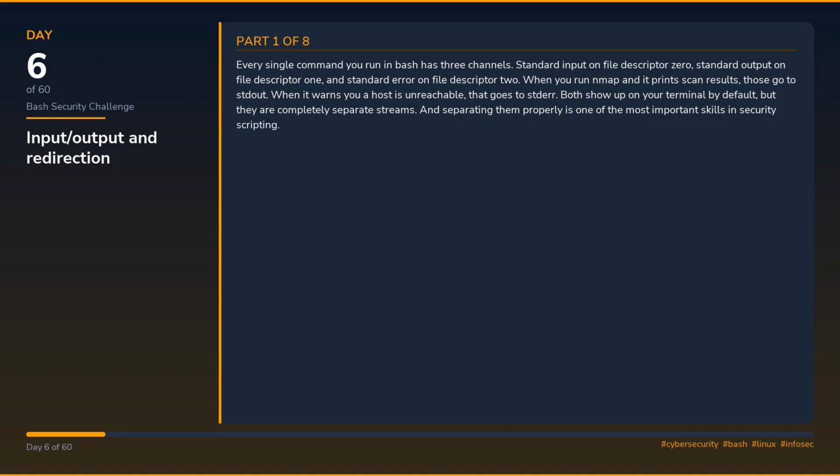Every single command you run in Bash has 3 channels. Standard input on file descriptor 0, standard output on file descriptor 1, and standard error on file descriptor 2. When you run nmap and it prints scan results, those go to stdout. When it warns you a host is unreachable, that goes to stderr. Both show up on your terminal by default, but they are completely separate streams. And separating them properly is one of the most important skills in security scripting.